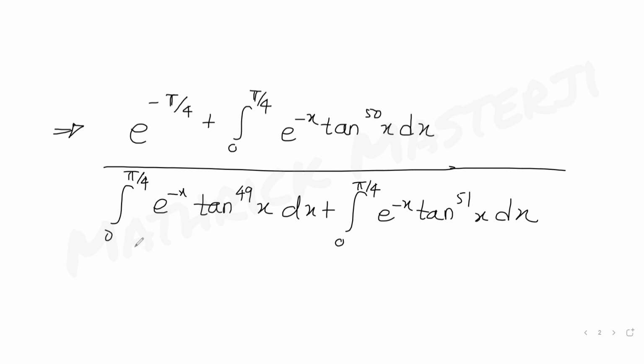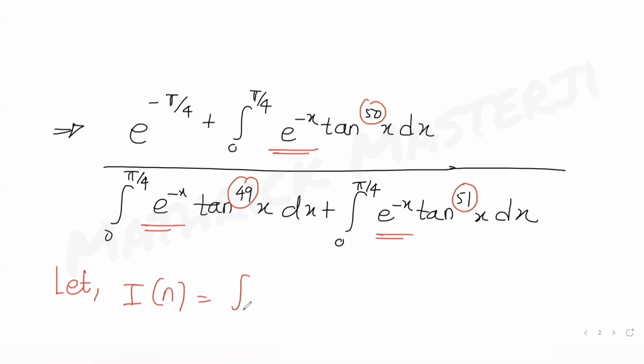Now, when I have this expansion, all of these three integrals have the same limits from 0 to pi by 4. All three also have e raised to minus x with them. The only difference is the power of tan x. Here you have power 50, here you have power 49, and the other has power 51. So I can write I of n as the integral from 0 to pi by 4 of e raised to minus x tan raised to nx dx. I'm writing that as I n.